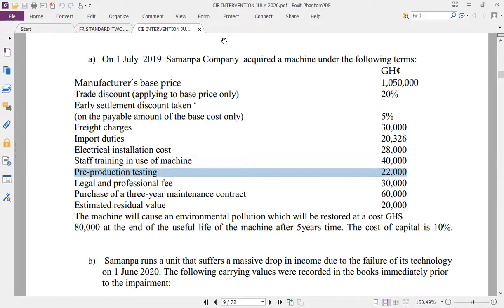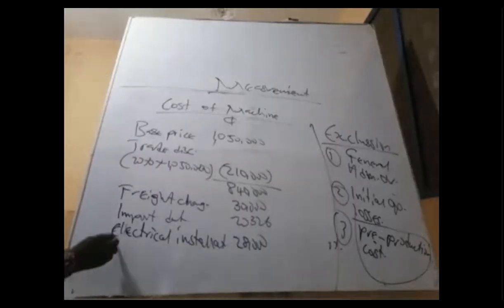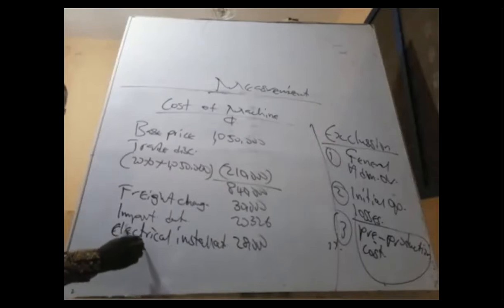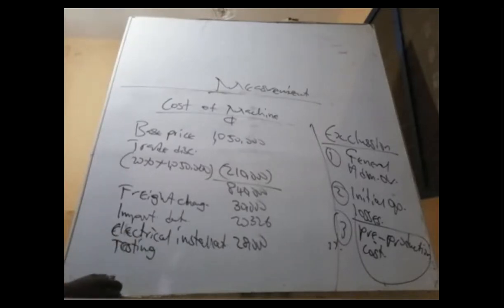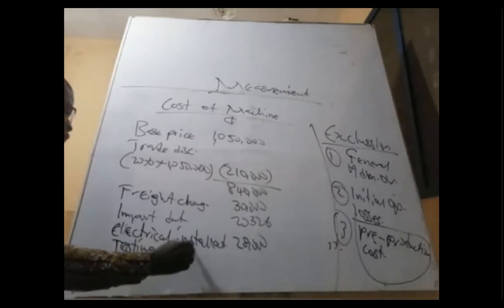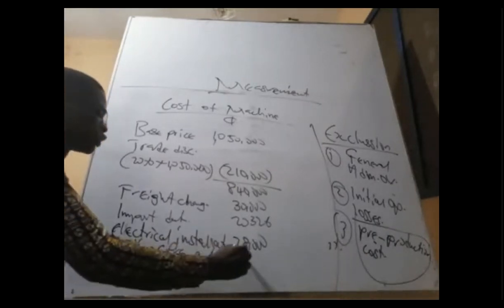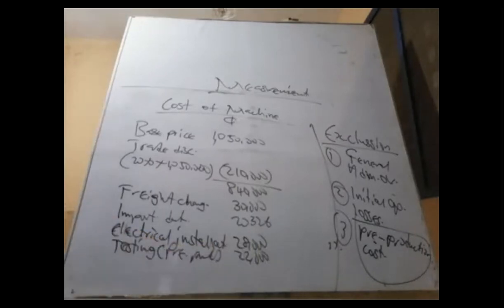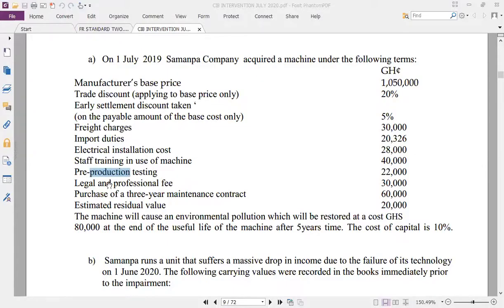So that's testing, 22,000. So testing is what? Pre-production, 22,000. Let's continue the game. Good. So this is pre-production testing, not pre-production cost.